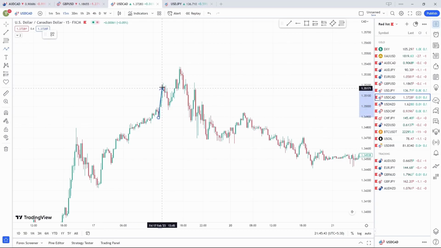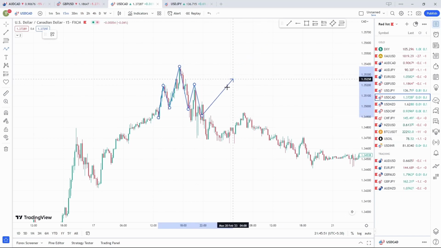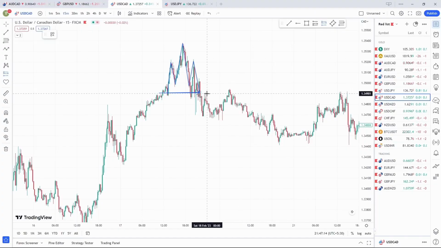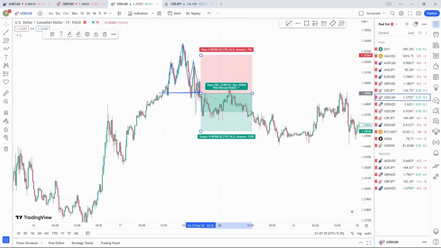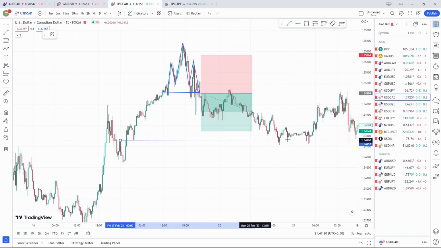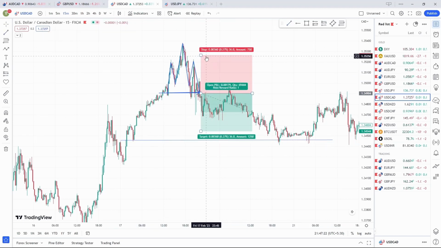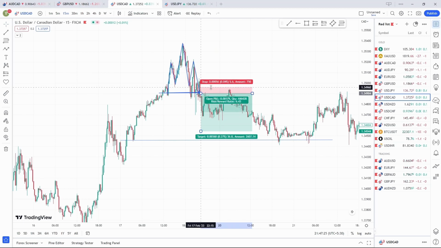Now as we can see here, this can be the left shoulder, this will be the head, and this will be the right shoulder. This will be the neckline. Now as you can see, we will take a trade after this neckline is broken, and our target will be the nearest support zone, which is this. Now let's check our risk to reward.